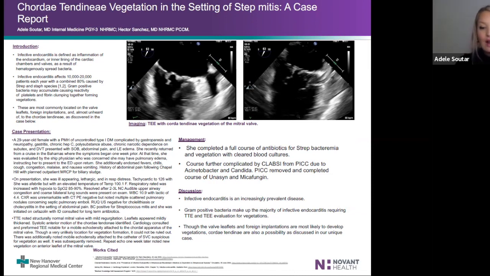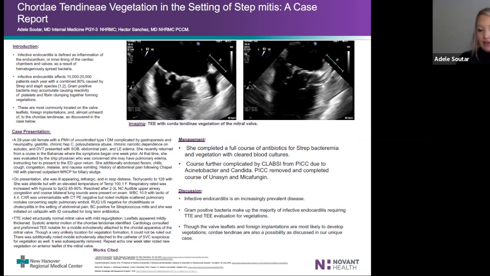So overall, infective endocarditis is an increasingly prevalent disease, especially amongst IV drug users. Gram-positive bacteria are the majority cause of the infection, and TEEs might show vegetations. It is important that you do a TEE, as in our patient, to see any questionable areas or areas that might be missed, because that does lengthen your antibiotic course and would change treatment.